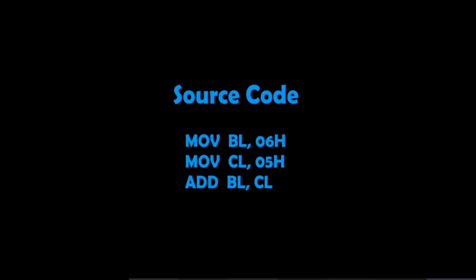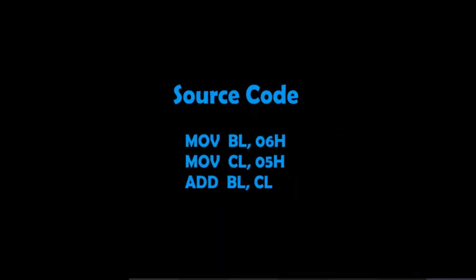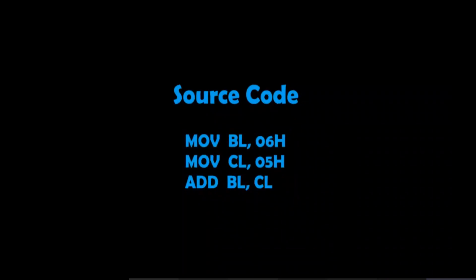Pipelining is a process. Sorry, my mistake. Pipelining is an architecture. Parallel is a process. Parallel processing. Pipelining is related to architecture. Fine. 8086 is having this pipelining architecture. Now what happens in the pipelining is it supports the parallel processing. Now I'll show you how the parallel processing is getting executed in this 8086 architecture.